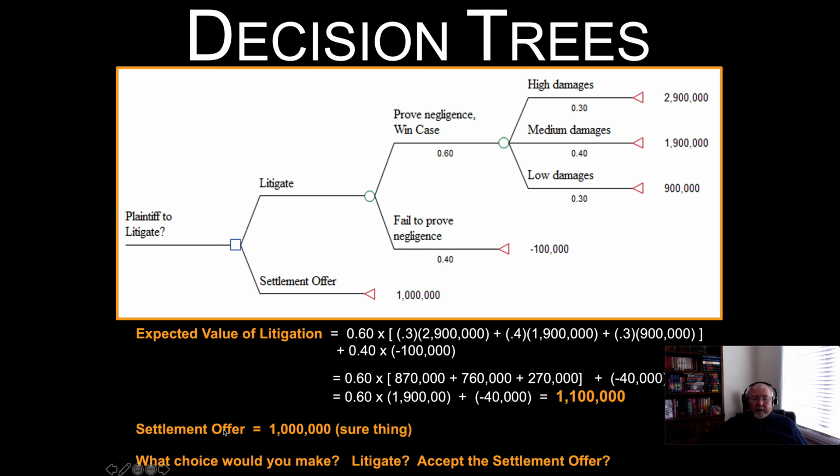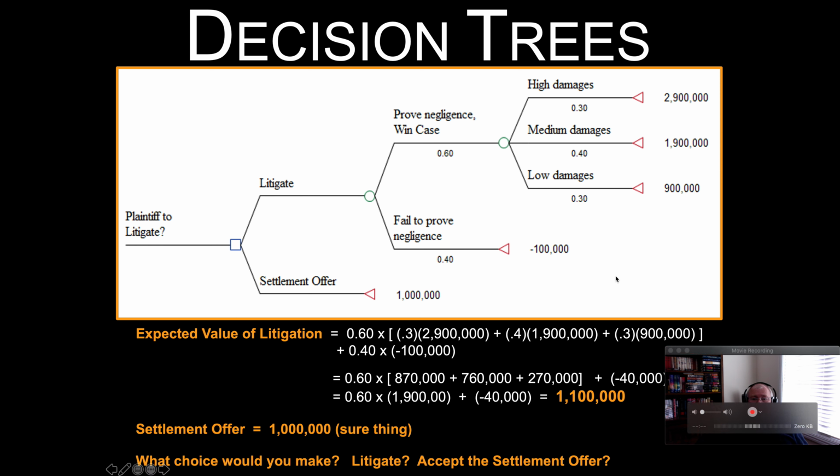Which would you take? What would I do? Well, in this case, truthfully, I'd probably take the $1 million. I have a lot more value for $1 million sure thing than I do from the potential of losing $40,000. So that's me.